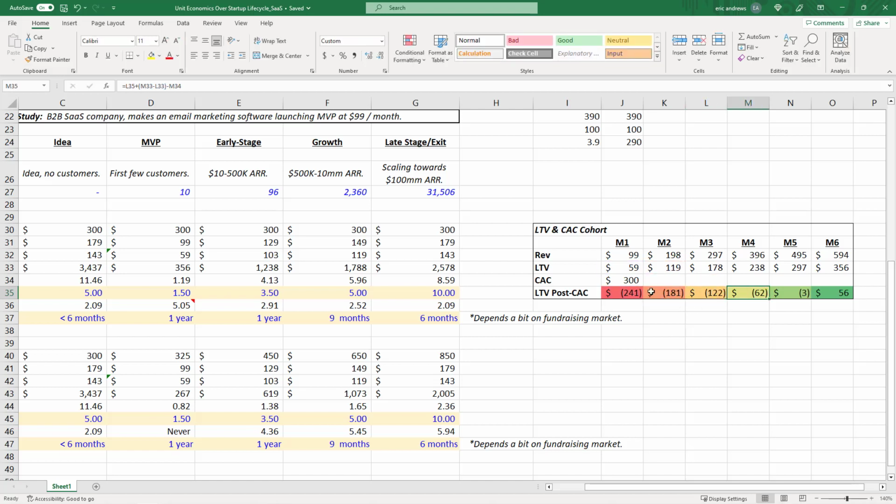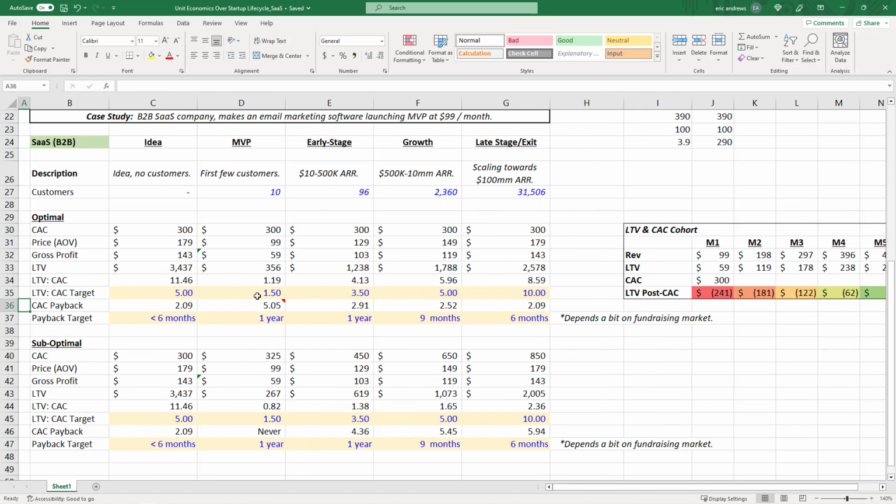You can see that it takes about 5 months to actually generate enough cumulative gross profit to pay back the CAC. And it's here in month 6 where we're in the green and we have positive $56 after CAC on the customer lifetime value. So when you see 5.05, that's what we mean, 5 months. Just in the beginning of the 6th month, we end up being in the green on our customer lifetime value versus our CAC. So payback target, it could be 1 year.